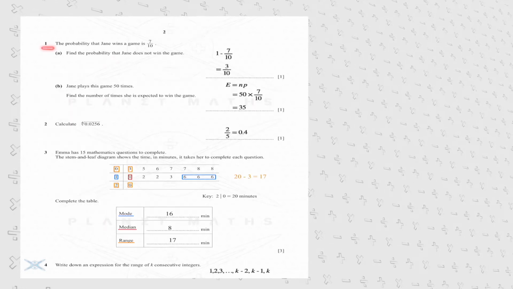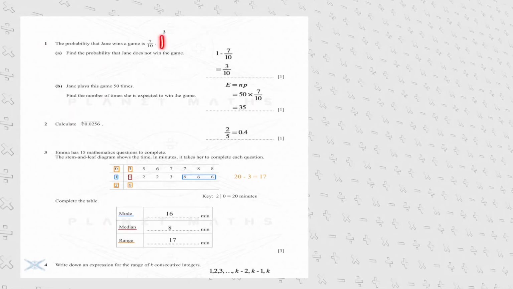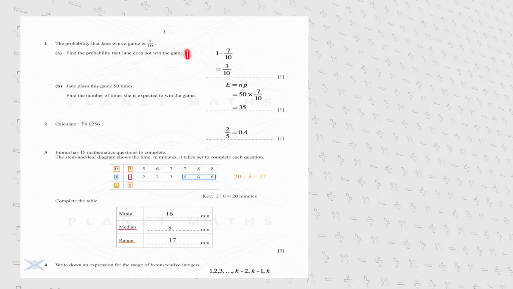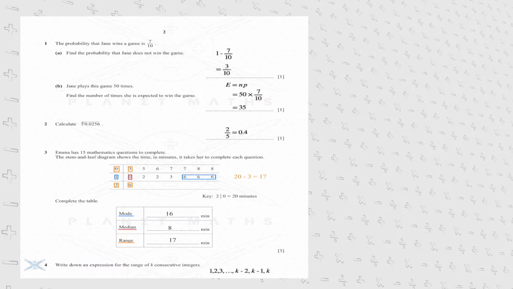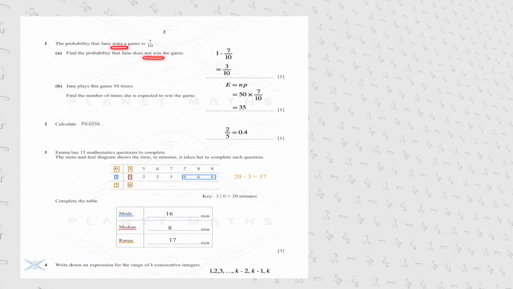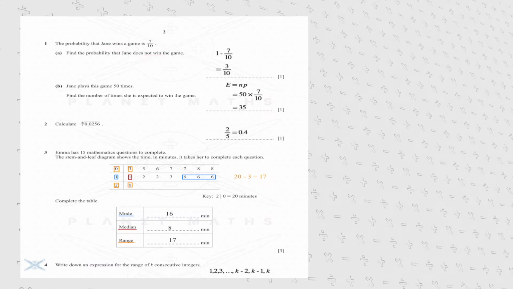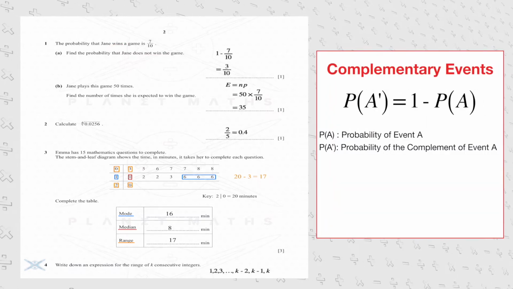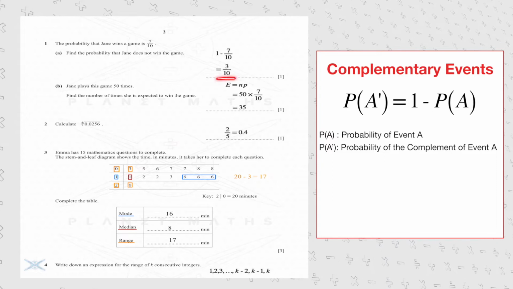In exercise 1 it is mentioned that the probability that Jane wins a game is 7/10, and in part A we are supposed to find the probability that she does not win the game. Since her winning and not winning are two complementary events, we will use the provided formula to determine the likelihood, leading us to the probability of her not winning the game being 3/10.